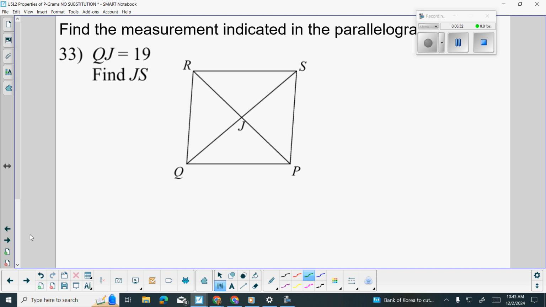Question 33 talks about diagonals. Here we have QJ. QJ is 19, and then to find the length of JS, you would have to know the property of a parallelogram that states that diagonals bisect each other. Because diagonals bisect each other, JS is also going to be 19.